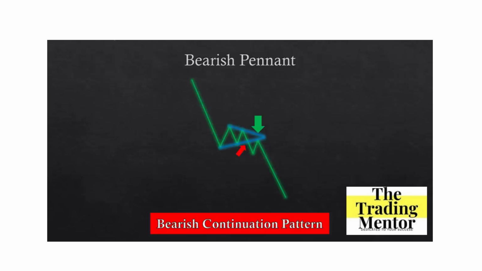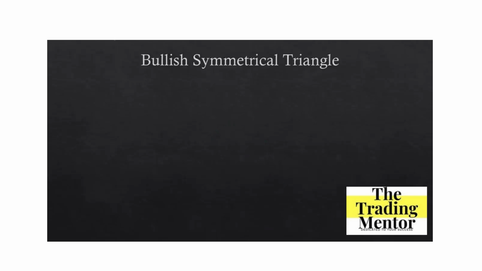Next, we have a slightly more detailed set of continuation patterns, which are the triangles. These patterns can be divided into symmetrical, ascending, and descending, and some of them only have bullish or only bearish variations. Let's begin with the symmetrical triangle.